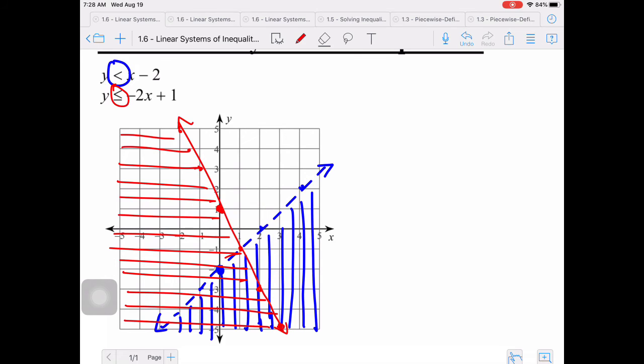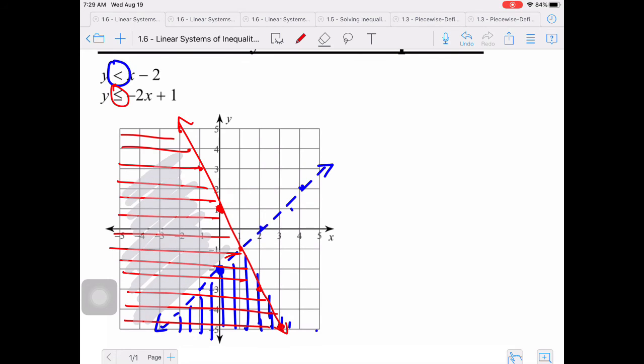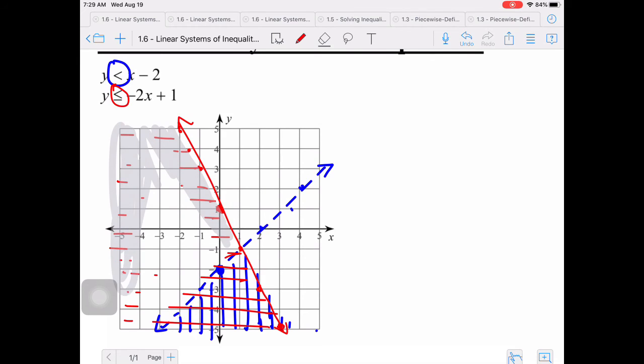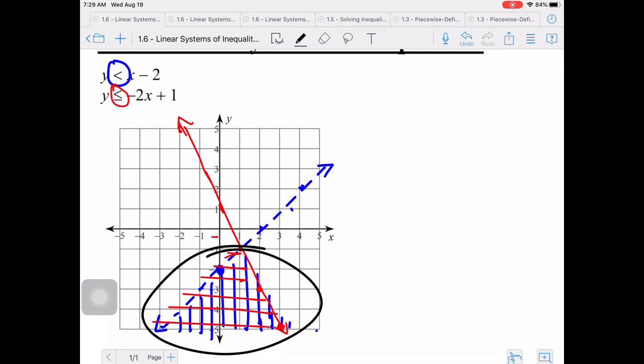Now, which region is the solution? We're looking for the overlap of those two systems. And I can see that this is not an overlap, so I'm going to erase it. This is not an overlap. Okay. So I see that the overlap of the system of inequalities is right there, which means that any point within that area or on that solid line is going to be a solution.